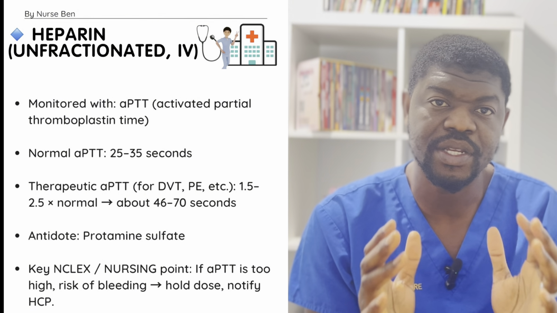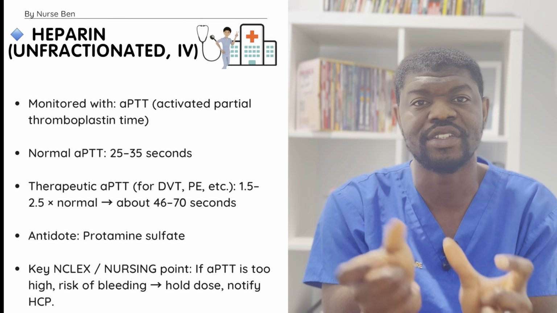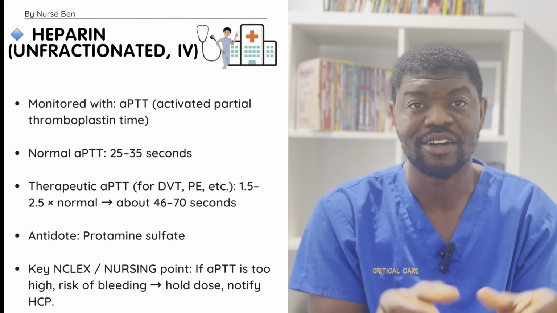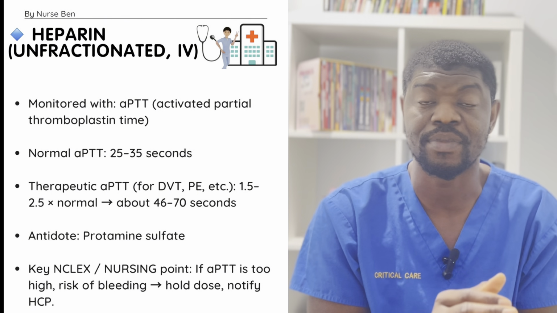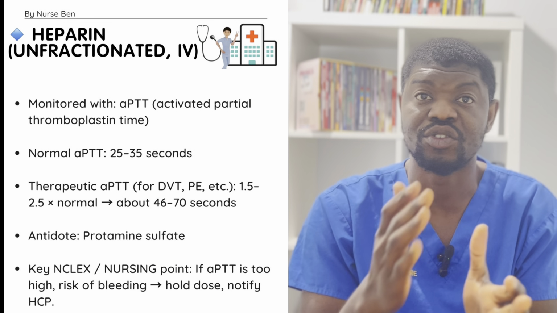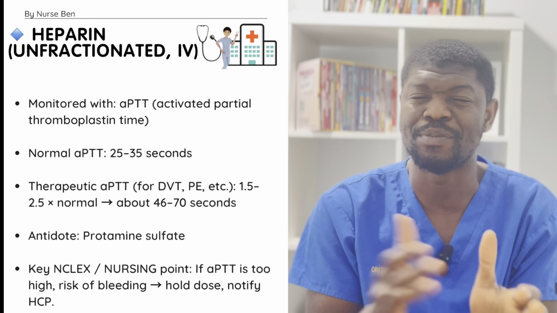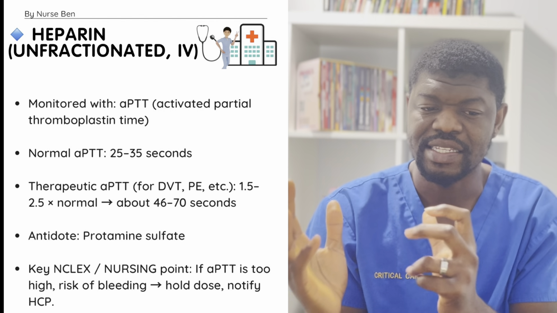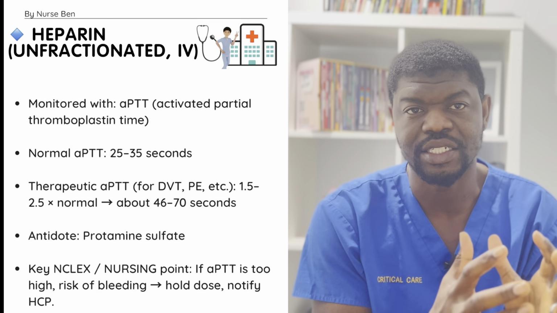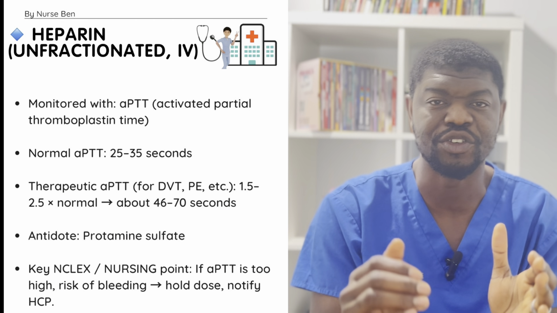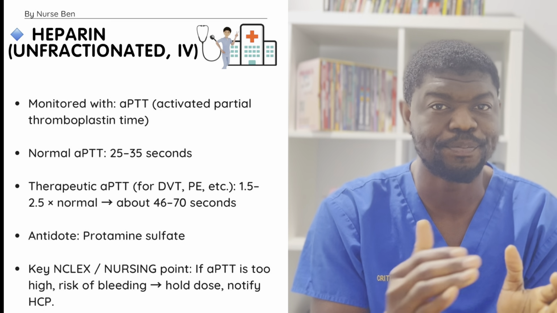Now, your normal APTT is usually between 25 to 35 seconds, and then a therapeutic APTT, so we have DVTs and PEs, we are looking for something that is 1.5 to 2.5 times the normal, so that's about 46 to 70 seconds. Now, the antidote, the reason why I'm talking about antidote is that because it's an IV infusion, you can have it in a bit of an excess.